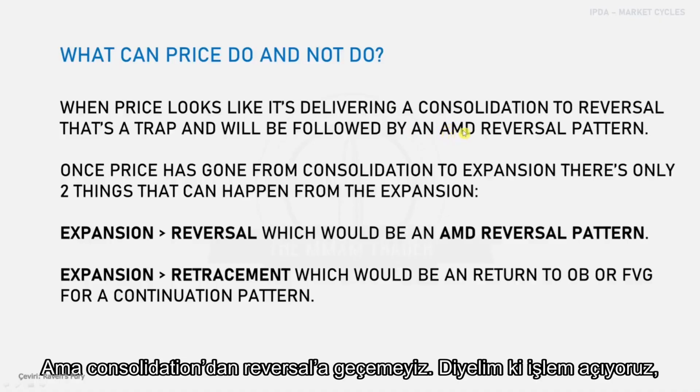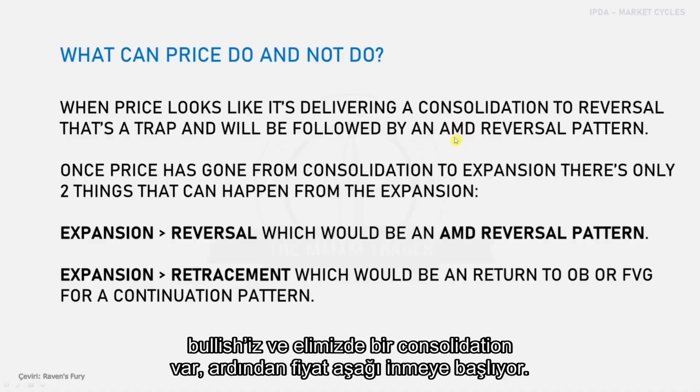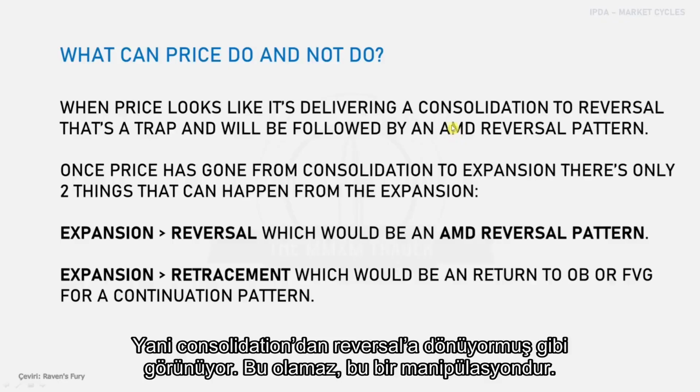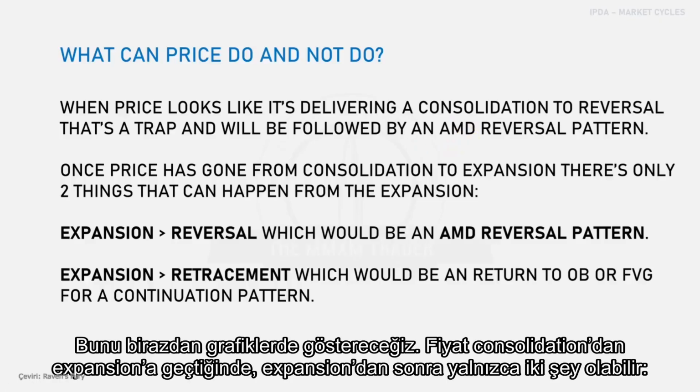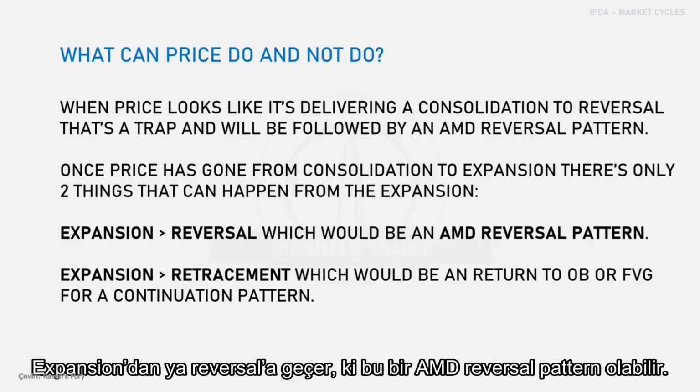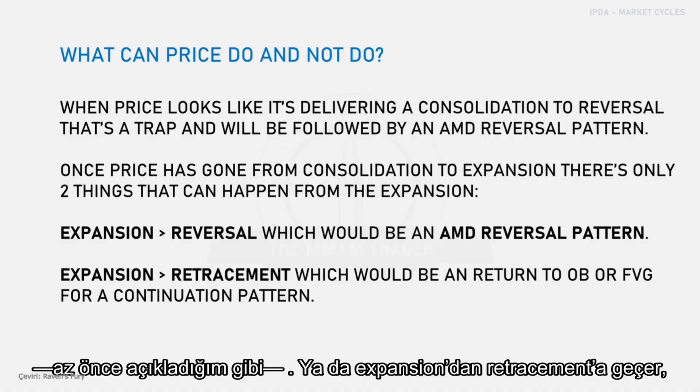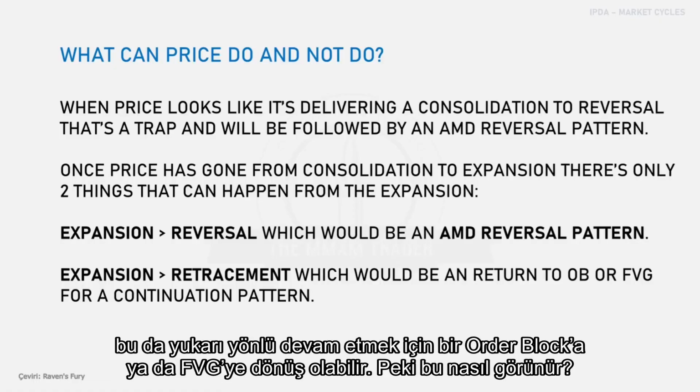But if we do trade, let's say we are bullish and we have a consolidation and price starts to go lower, reversing from that consolidation, which it cannot do, it's a manipulation, for us to continue higher later, which will be the distribution phase. We will outline those in the charts coming up. Once price has gone from consolidation to expansion, there's only two things that can happen from the expansion. It's from expansion to reversal, which could be an AMD reversal pattern, which I just outlined, and expansion into retracement, which could be a return to an order block or a fair value gap to continue up.